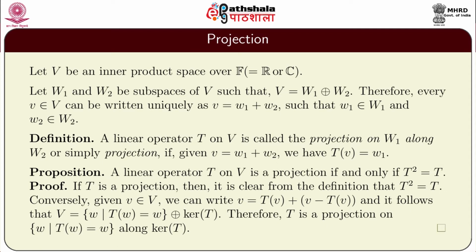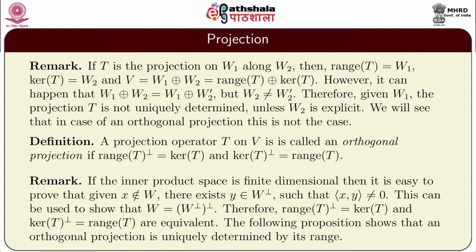Conversely, given a vector v, we write it as v equal to Tv plus v minus Tv, and it follows that V is the direct sum of these two subspaces, namely the set containing w such that T of w is equal to w, and kernel of T. Therefore, T is a projection on the subspace of all w such that Tw is equal to w, and along the subspace kernel of T. Now, a remark: if T is the projection on W1 along W2, then range of T is equal to W1 and kernel of T is equal to W2, and V is W1 direct sum W2, that is range of T direct sum kernel of T.